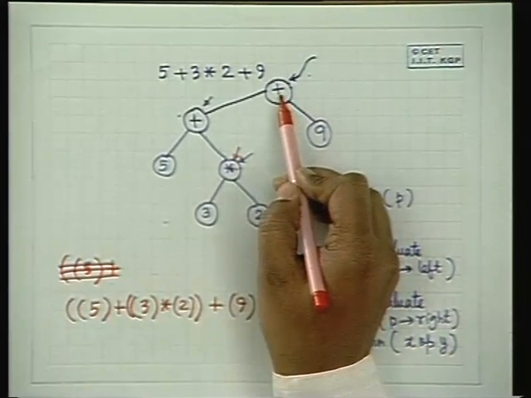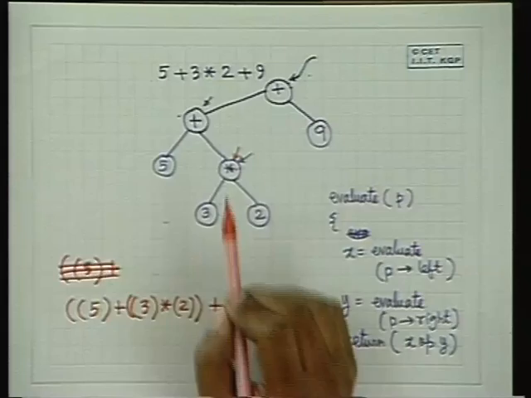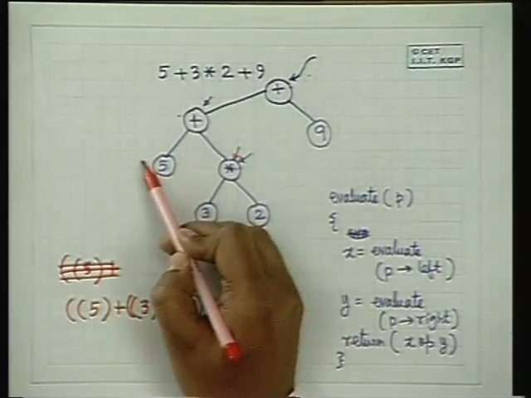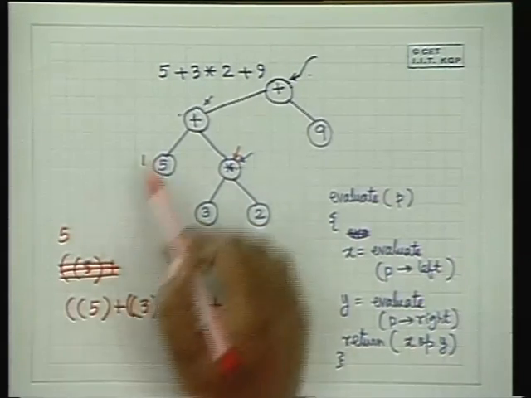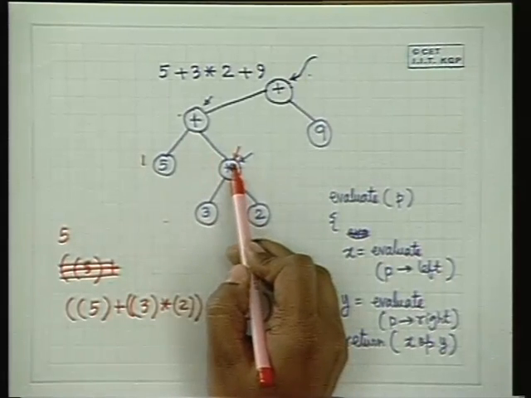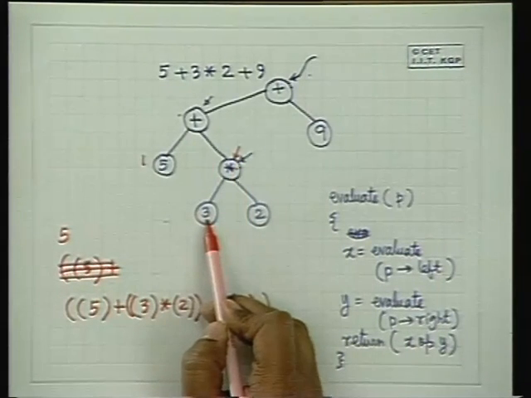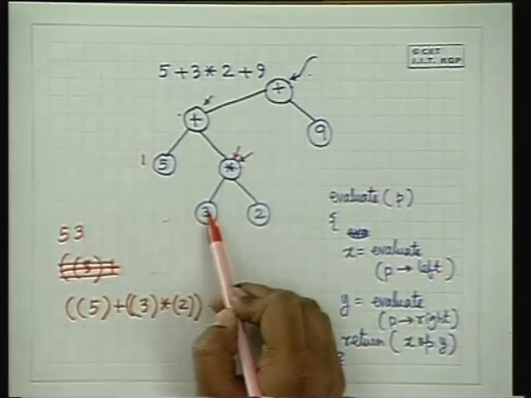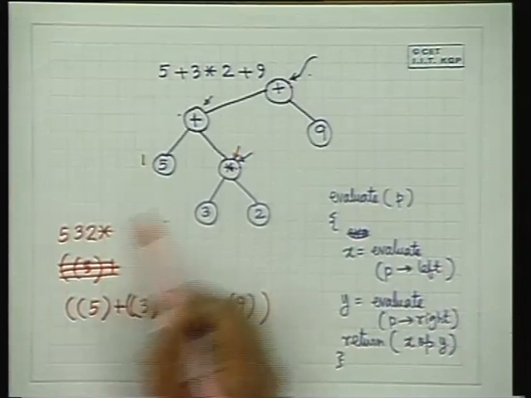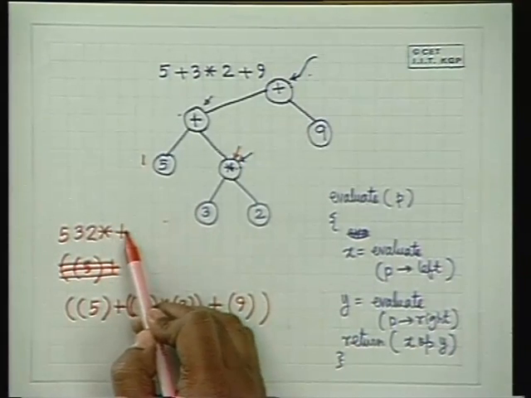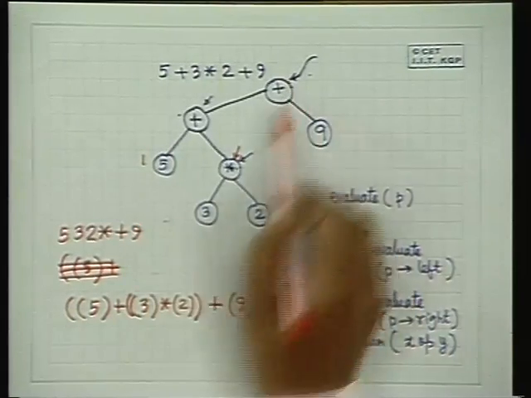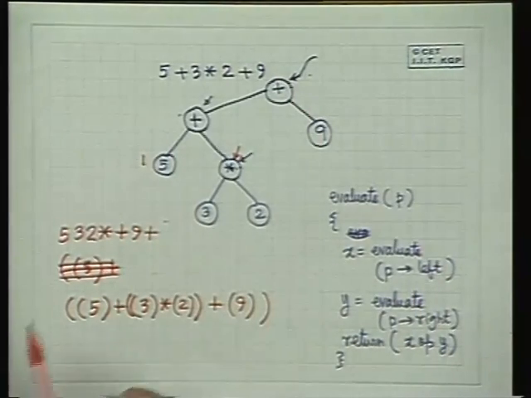If you do a post-order traversal, that is left, right, node, then what would be the sequence? Left, left, left. So this is first 5, right, you will come here, then here, left 3, then again here 2, then come back star, then come back plus, come this side, right 9, come this side plus. You will get the postfix notation.